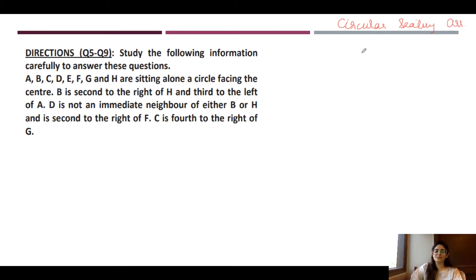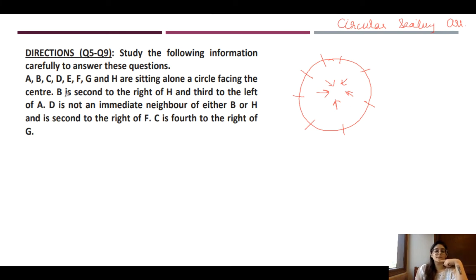Since they're sitting in a circle, let's try and make a circle. How many people do we have? 1, 2, 3, 4, 5, 6, 7 and 8. So we have 8 people, and they are sitting facing the center.